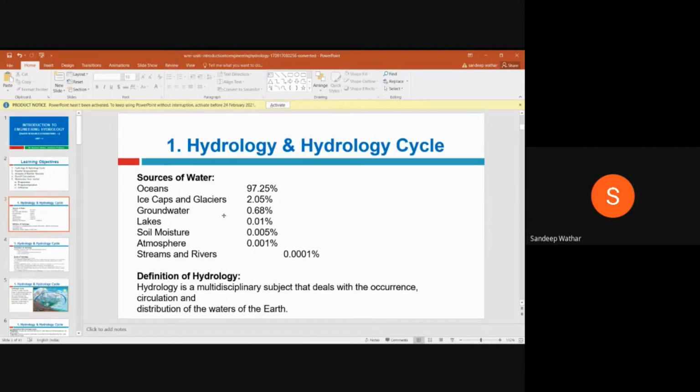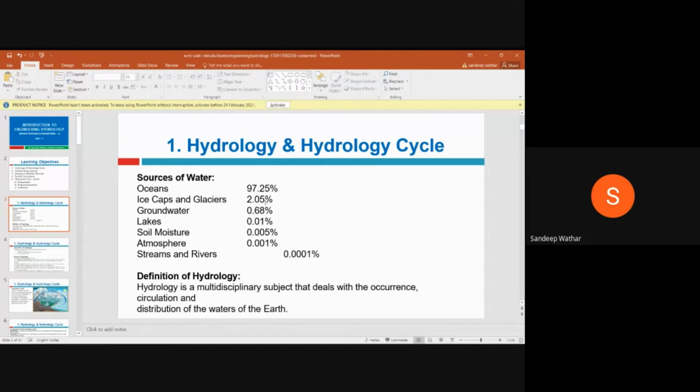Now going back, I hope you all remember from the previous semester that we discussed the quantity of water that is available and how much of that is utilizable and non-utilizable. So basically the source of water that we have is oceans. As you know, 97.25% of water is available in the ocean, and we know the condition of that water: it is saline in nature, having salt, so it cannot be consumed, so it is not utilizable.